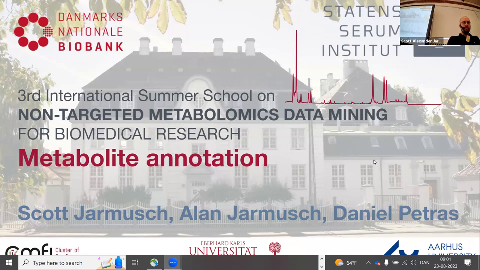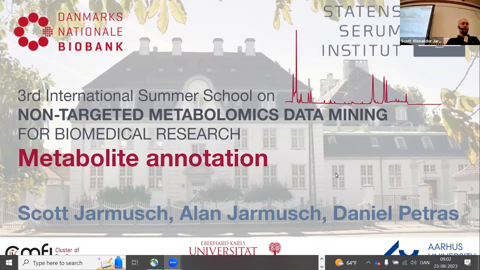But first, metabolite annotation. So I'm Scott Yarmish. I'm a postdoc at Technical University of Denmark, and I am coming from a natural products background. So unlike some of the instructors here that are very heavy on the development side, I am much more on the applied side, using all of these tools in order to start taking context from the data.